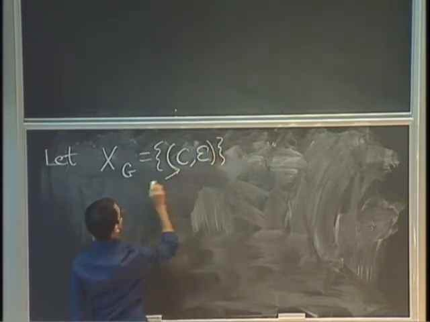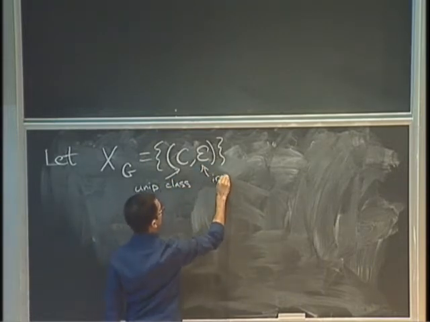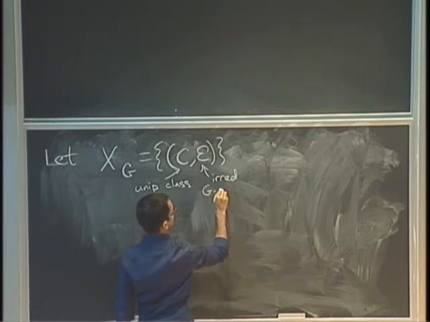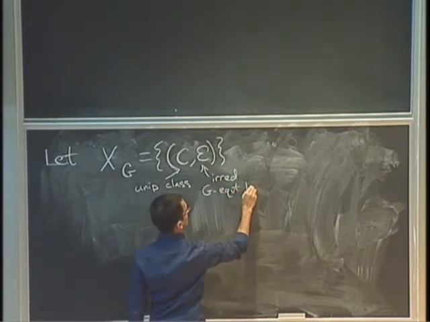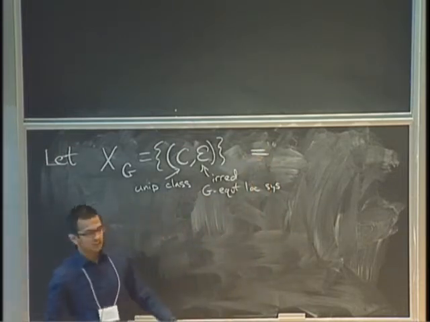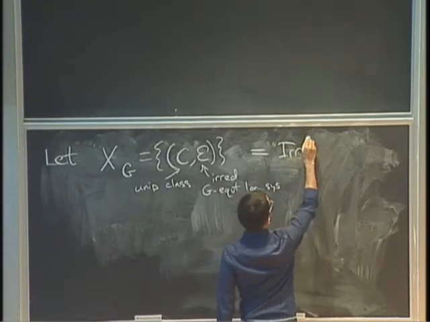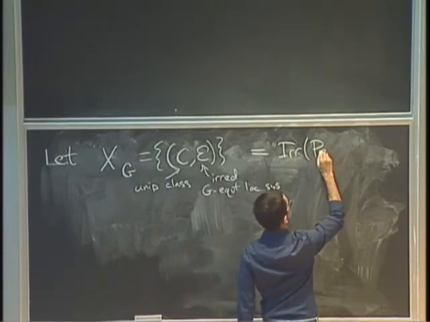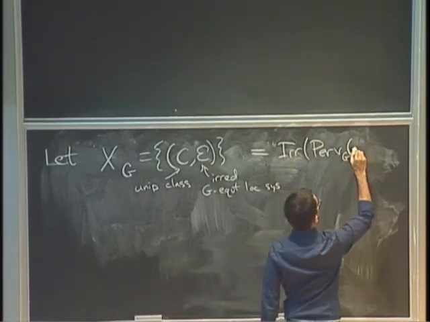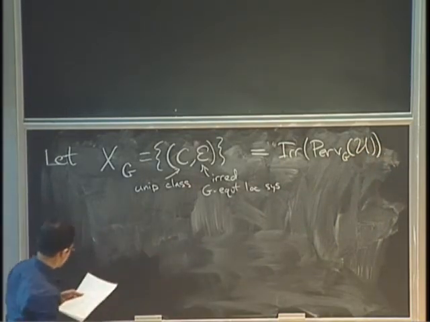The set of pairs where C is a unipotent class and E is an irreducible G-equivariant local system. And just to remind you that this is also something you can identify with the set of simple equivariant perverse sheaves on the unipotent variety. Okay.